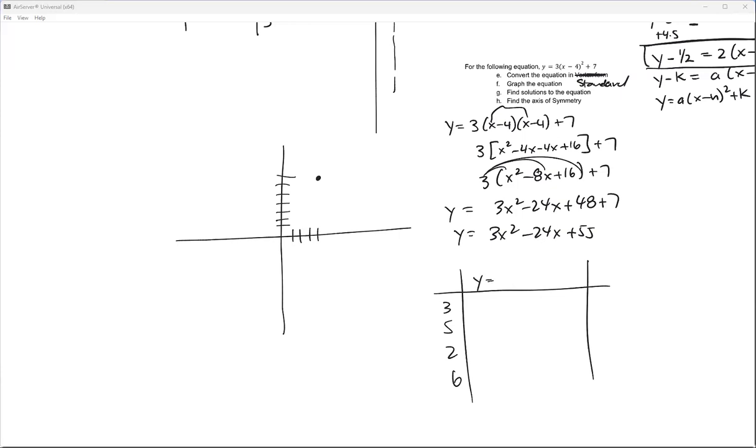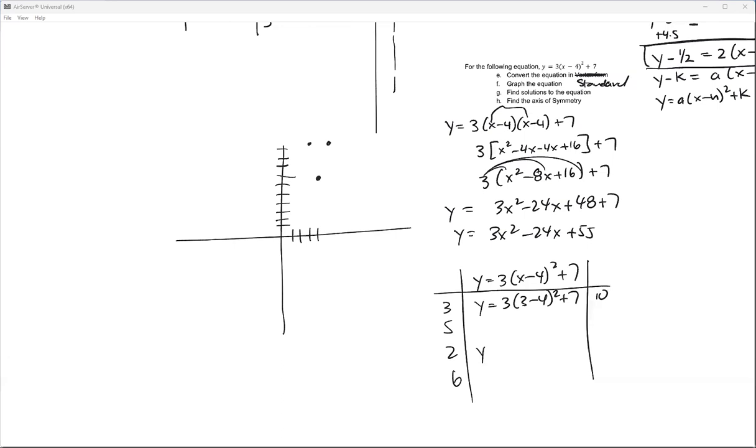Right? So let's use vertex form because I think this is a little bit easier on this one. 3 and then x minus 4 squared plus 7. So y is equal to 3 times 3 minus 4 squared plus 7. 3 minus 4 is -1. -1 squared is 1. 1 times 3 is 3. 3 plus 7 is 10. So we're at 1, 2, 3, 4, 7, 8, 9, 10. And then 5 would be 10.